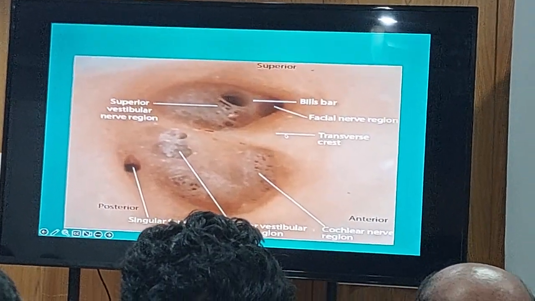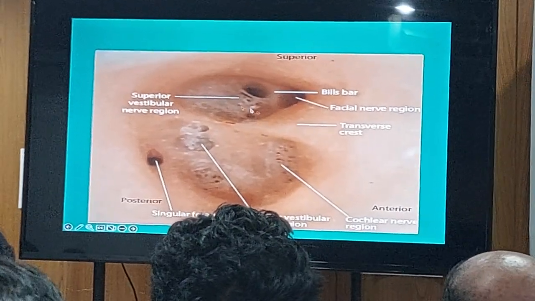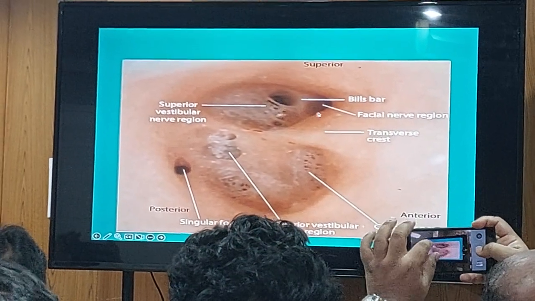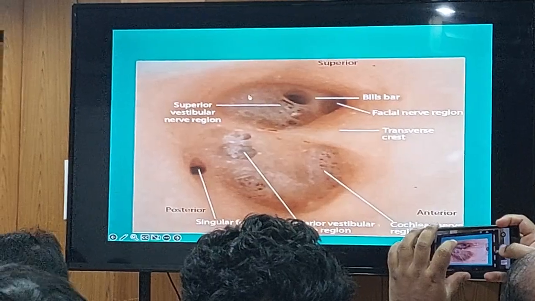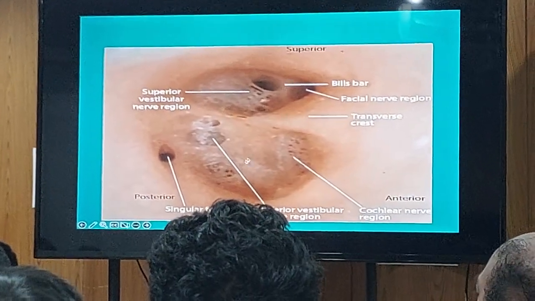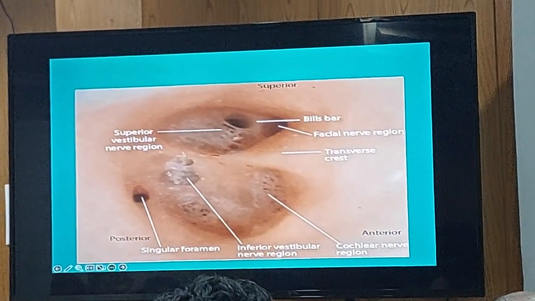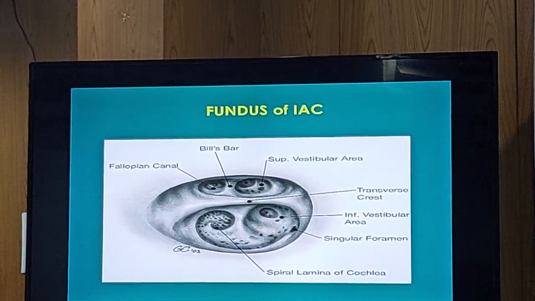You all know the IAC. There is a transverse crest, the Bill's bar. There are two nerves: the facial nerve and the superior vestibular nerve, and the cochlear nerve, the posterior superior vestibular nerve, and one more very fine nerve in this canal, the singular nerve. So again, it is for impression.